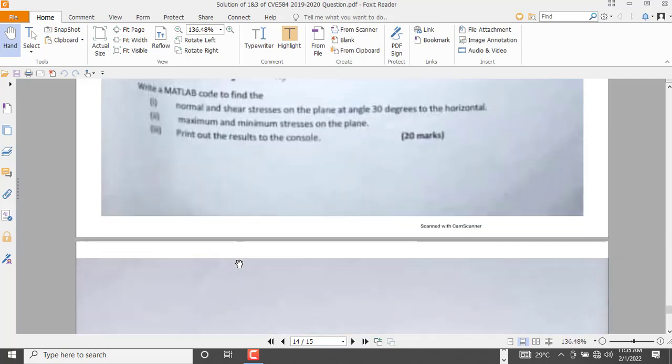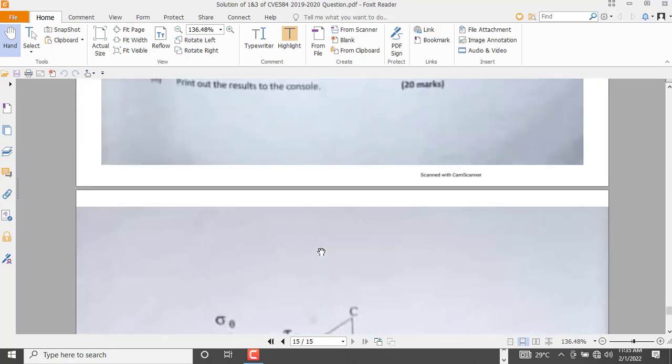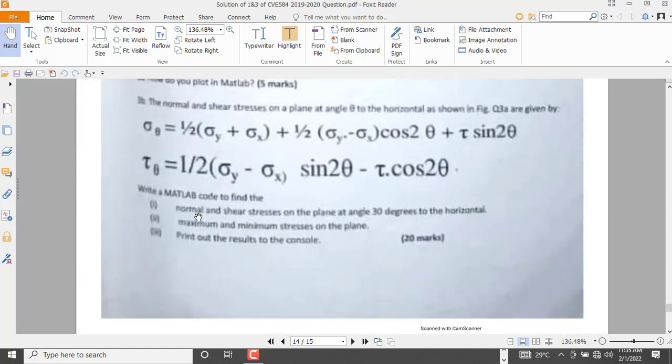This is the plane, this is the oblique body itself. This is the angle theta, this is the normal stress, this is the normal stress too. Both are tensile, and we have the shear stress. So we are to determine the normal and shear stress on the plane at a particular angle, 30 degrees to the horizontal. That is the first thing we are to determine.